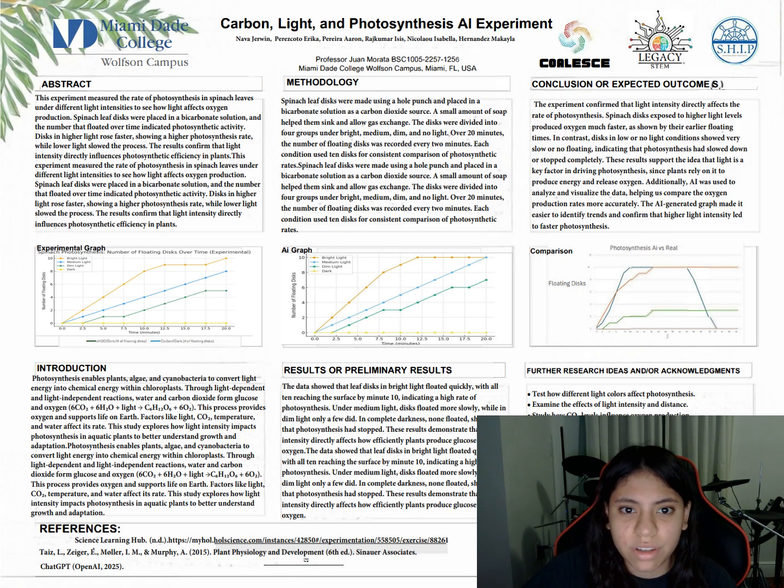In contrast, discs under low or no light conditions showed very slow or no floating at all, meaning photosynthesis had slowed down or completely stopped. This shows how dependent plants are on light to produce energy and release oxygen. Our data also demonstrates why sunlight is so important for plant growth and why light is considered one of the main limiting factors in photosynthesis. If we change the amount of light a plant receives, we change how efficiently it can make its own food.